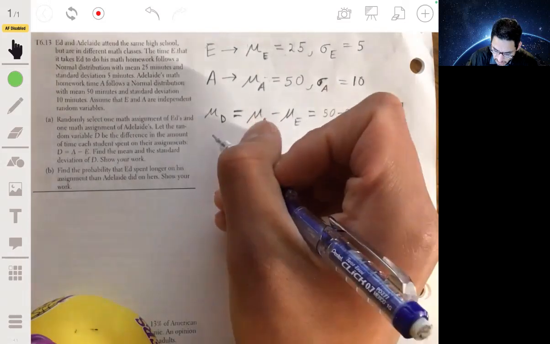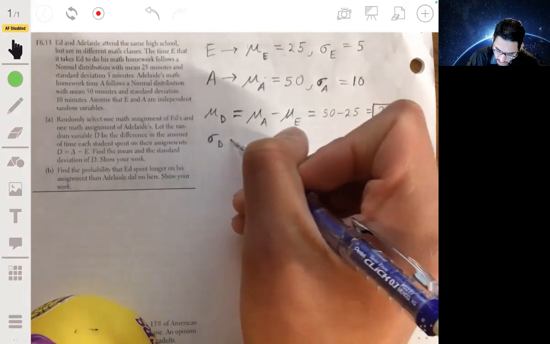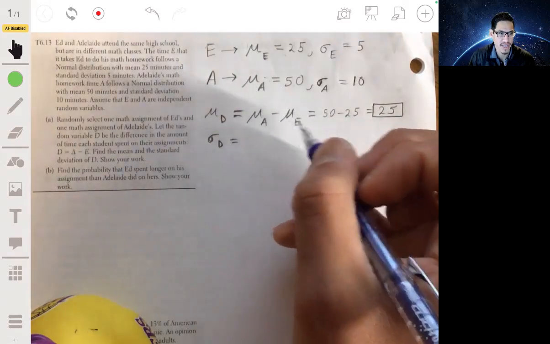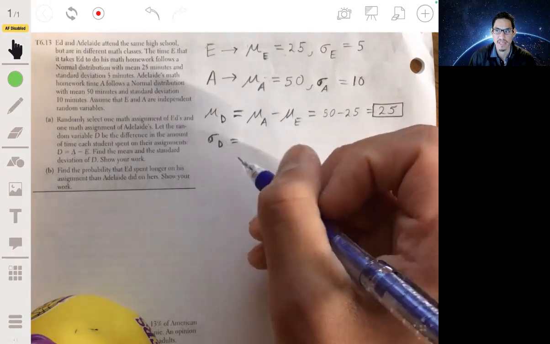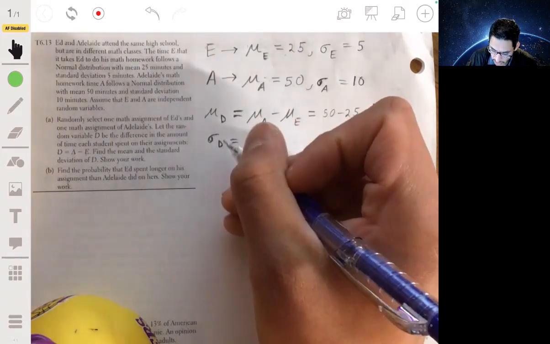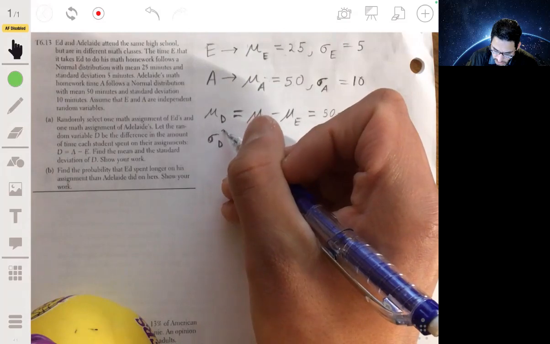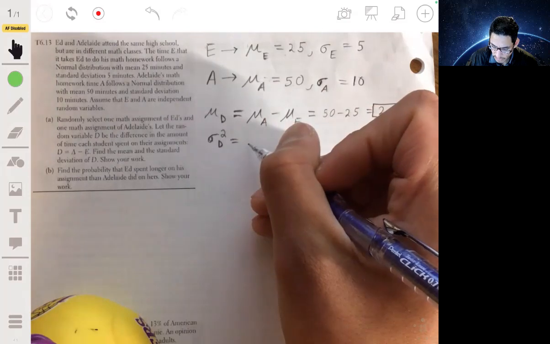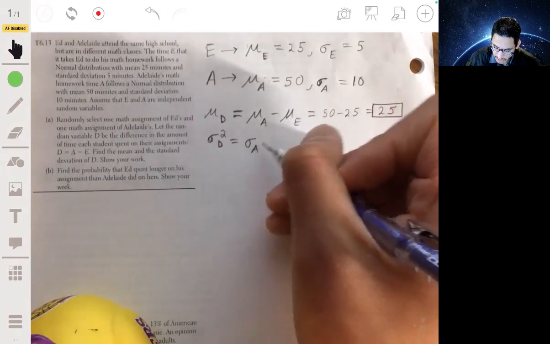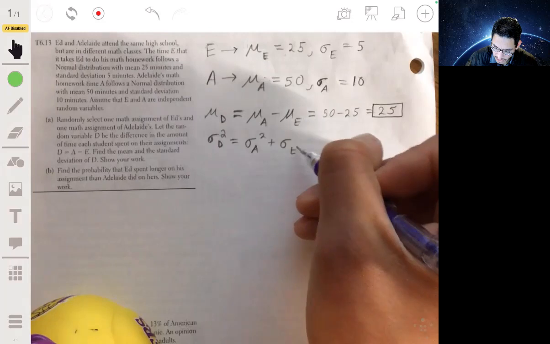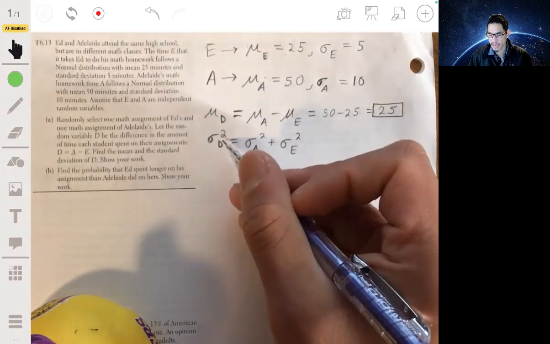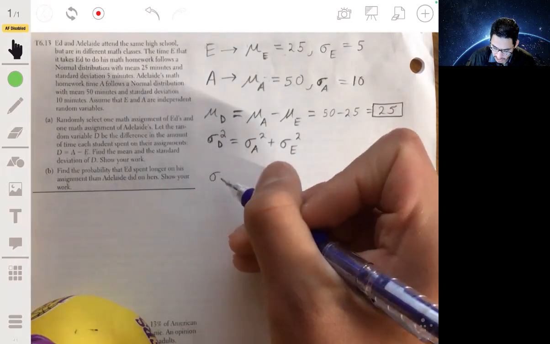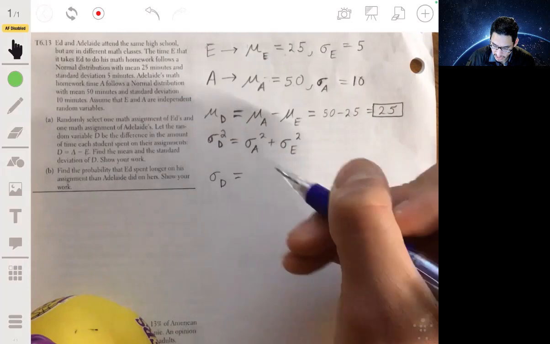Now the standard deviation of D. You can't simply add the standard deviations of A and E to get the standard deviation of D, because standard deviations don't add. However, variances add. So we can find the variance of D, which is the standard deviation squared, by adding the variance of A to the variance of E. Once we find the variance of D, we just take the square root of the variance of D, because the square root of the variance of D is the standard deviation of D.